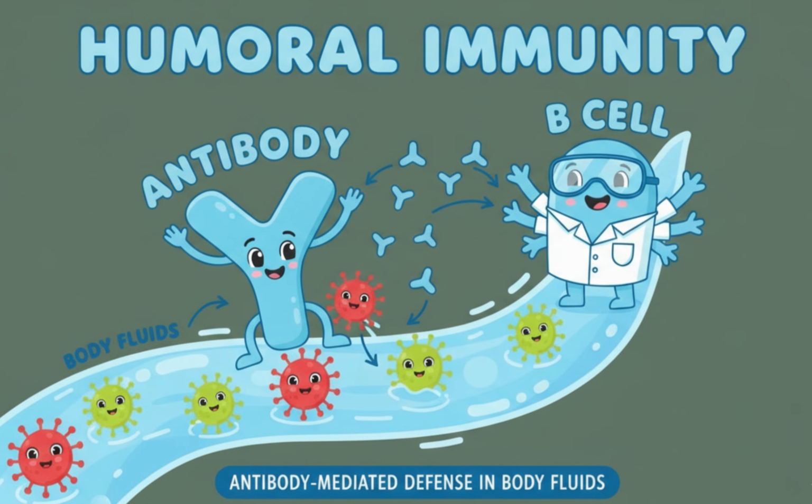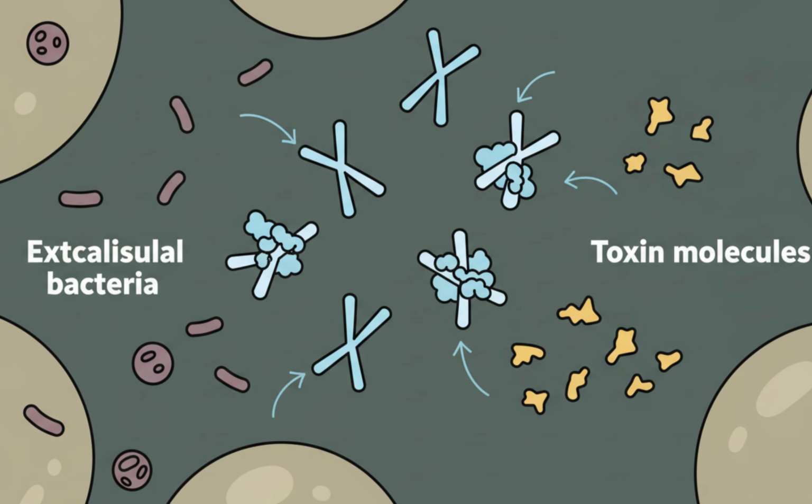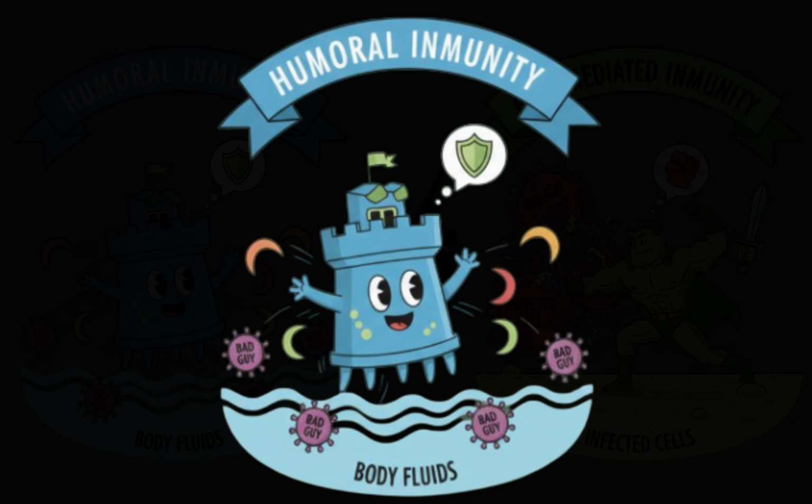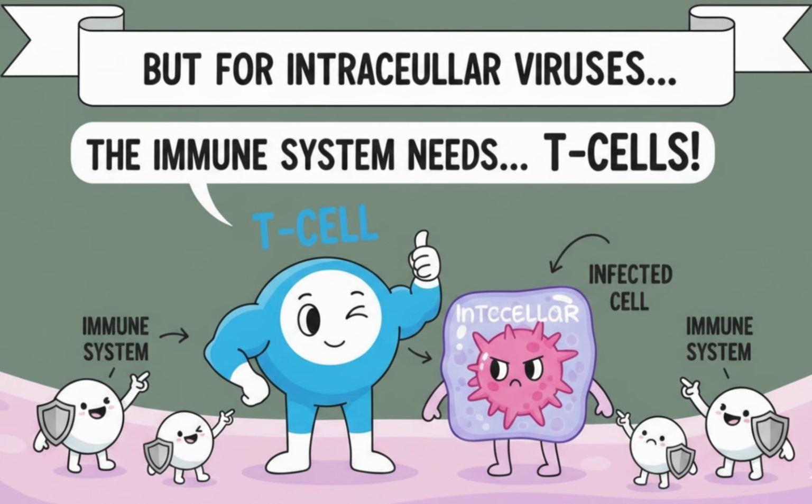Humoral immunity is an immune response based on antibodies circulating in body fluids. It is particularly effective against extracellular bacteria and toxins. Unlike cell-mediated immunity, humoral immunity does not directly destroy infected cells but neutralizes external agents. For intracellular viruses, however, the immune system relies on T cells.